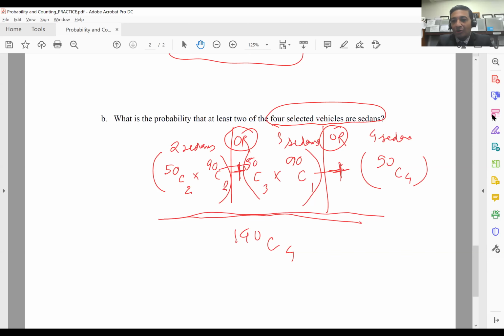That then becomes your total number of possible ways in which you can choose the 4 vehicles such that at least 2 of those 4 are sedans, 2 or 3 or 4. Your denominator remains still the same. And it's this ratio that then becomes the probability of choosing at least 2 of the 4 vehicles which are sedans.